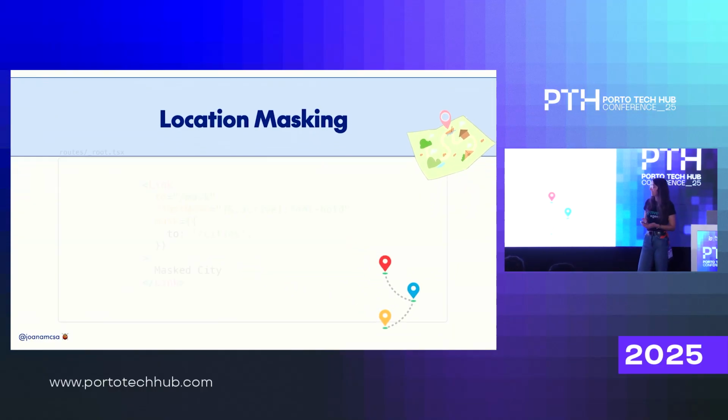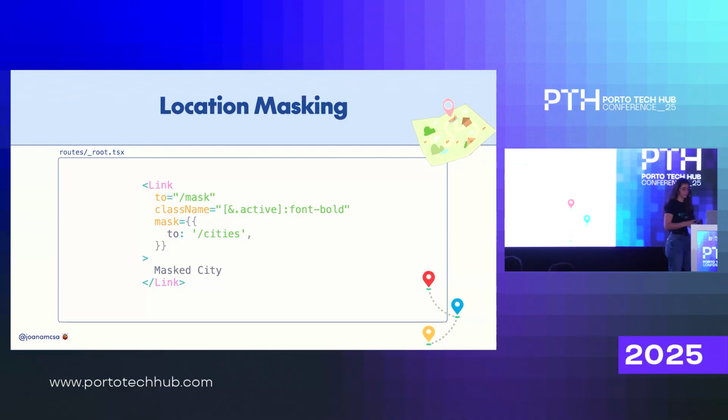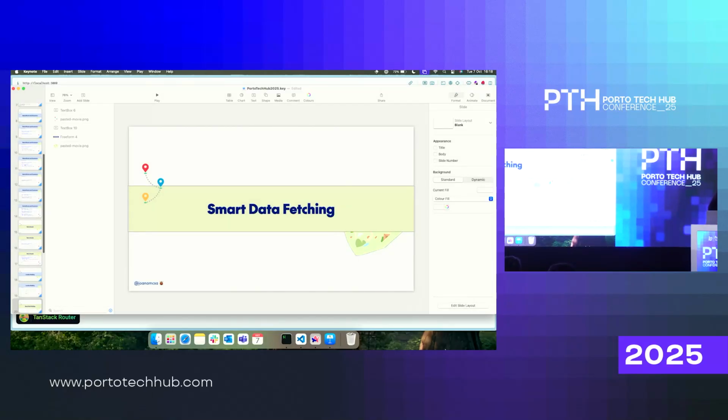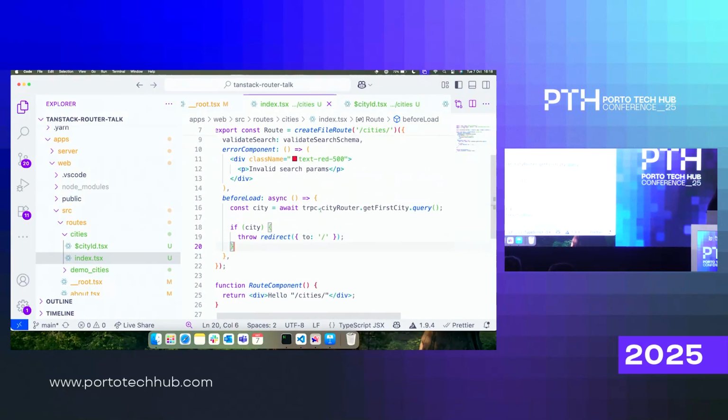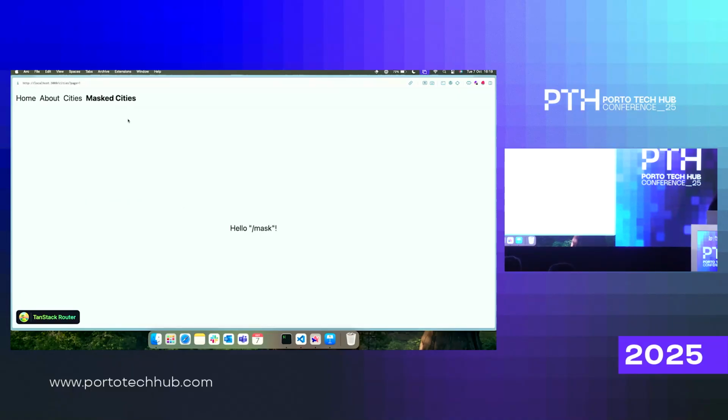Well, TanStack Router has a link component, as almost everything has. And we can mask our application. This link is going to go to the /mask page, but what the user will see is /cities. And I can show you that working as well, hopefully, if the demo gods are with me today. I think I have this prepared. So yeah, we'll go to the masked cities.